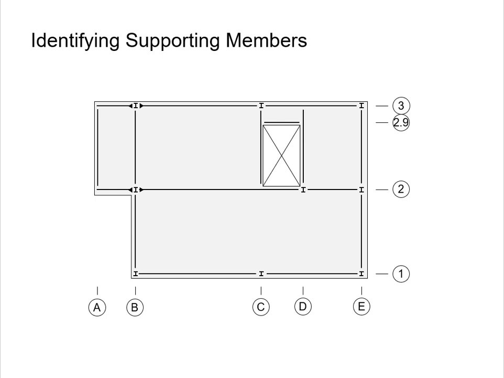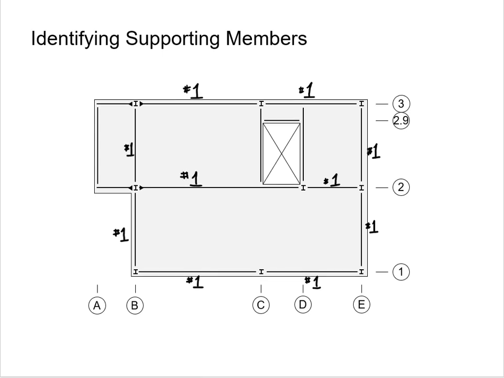To figure out load path, I recommend the following process. As you look at the framing plan for the diaphragm, identify all members that attach only to columns. Label these number 1. By the way, these would include members cantilevered out from a column.